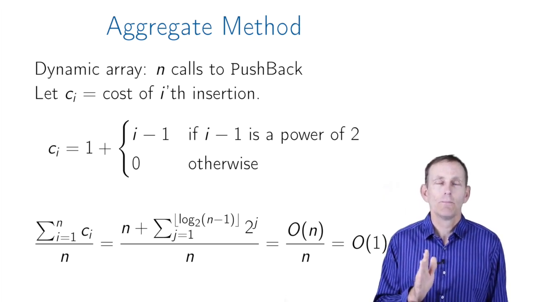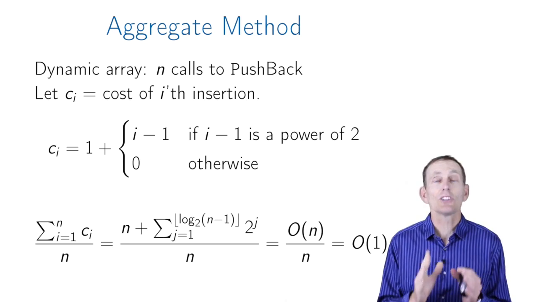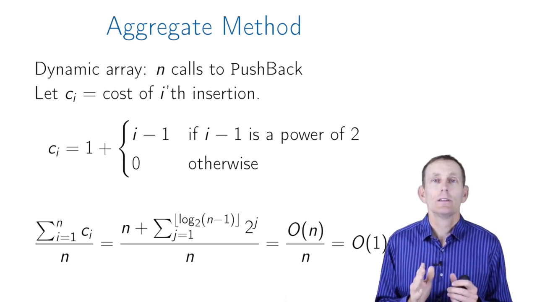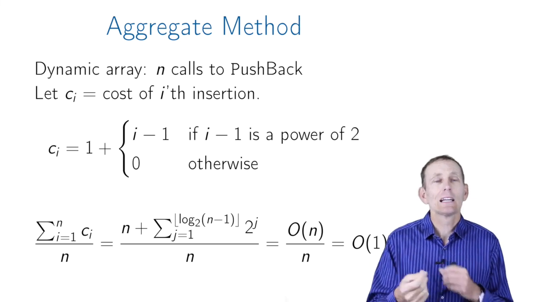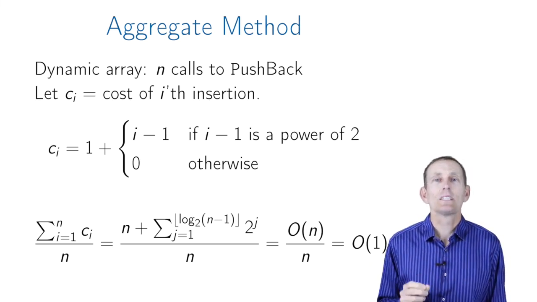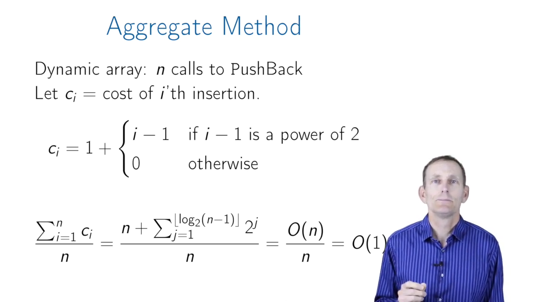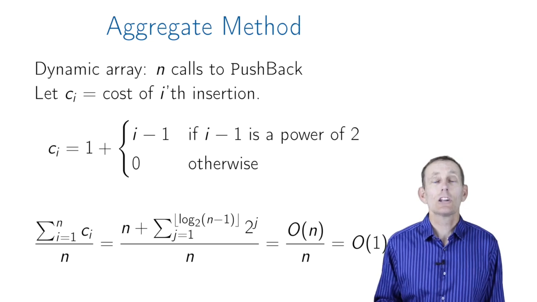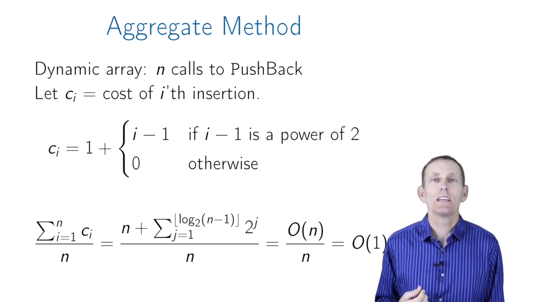So what we've determined then is that we have an amortized cost for each insertion of order 1. Our worst case cost is still order n. So if we want to know how long it's going to take in the worst case for any particular insertion, it's order n, but our amortized cost is order 1. In the next video, we're going to look at an alternative way to do this amortized analysis.